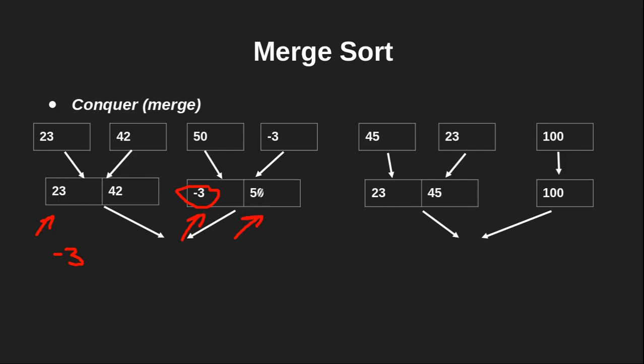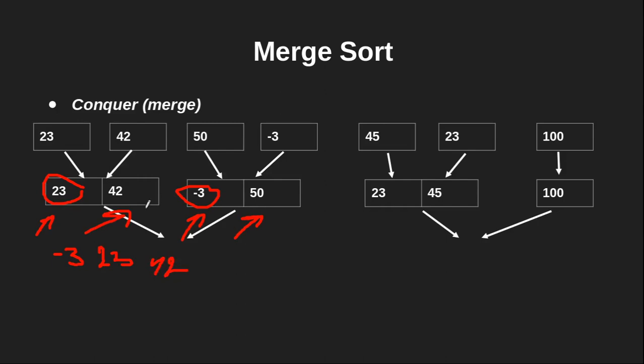So now I will compare 50 with this one. Which one is the smallest? This one apparently is the smallest. So 23 will be placed as the second element. Now, as soon as I selected 23, I should increment this pointer. It's not a pointer; it's an integer which stores the current index. Okay. So what about 42 and 50? Apparently 42 will be selected.